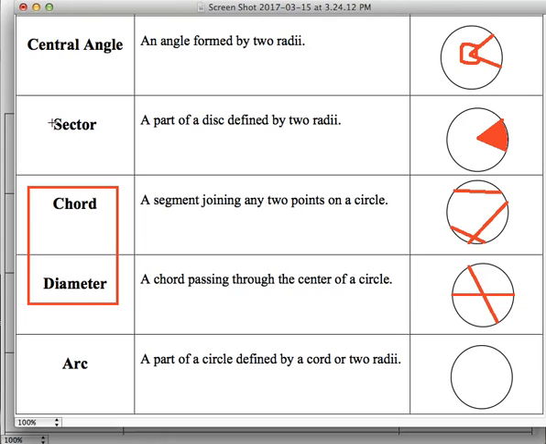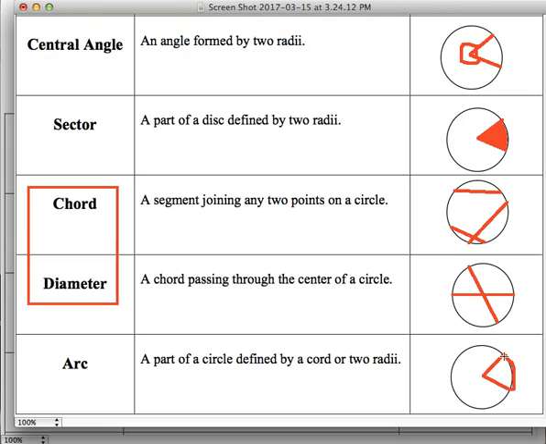Now I mentioned before that a sector up here is a slice of pizza, right? An arc down here, you can think of it as like the pizza crust, okay? Because if this whole chunk here with all the cheese in it is Hector's Pizza, then the arc is just the outside of the crust, right? And it's defined by a chord or 2 radii. That means that if I have 2 radii like this, then they can tell you exactly where your arc is.